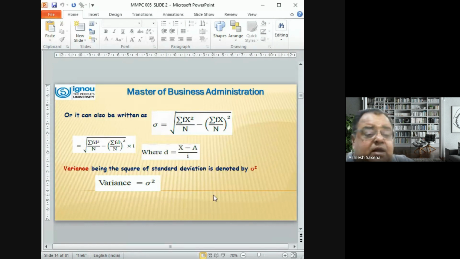Now we have to calculate variance. Variance is the square of standard deviation, and it is represented by sigma square. That means whatever the value of standard deviation you get, square it. You will get variance.